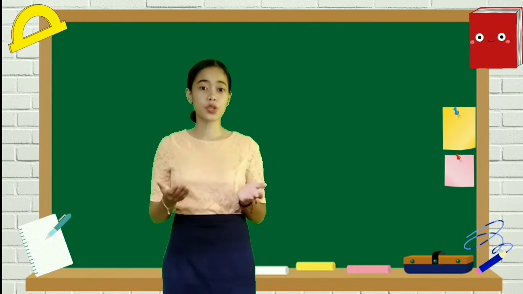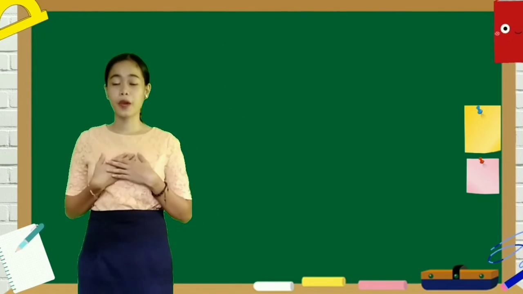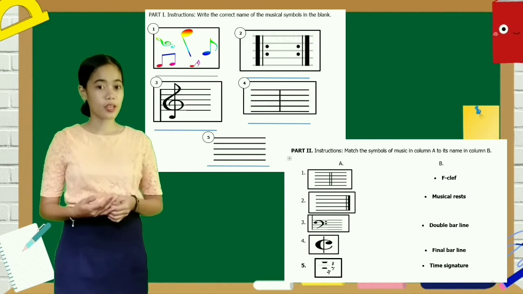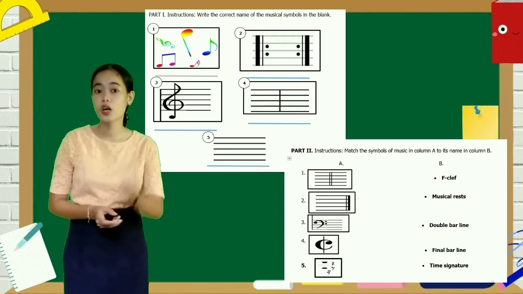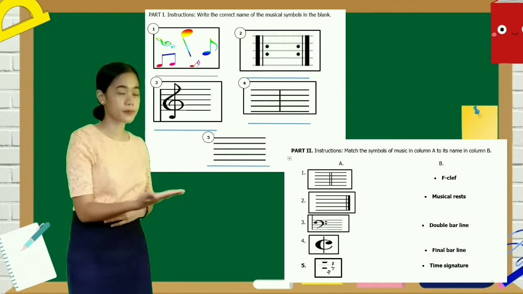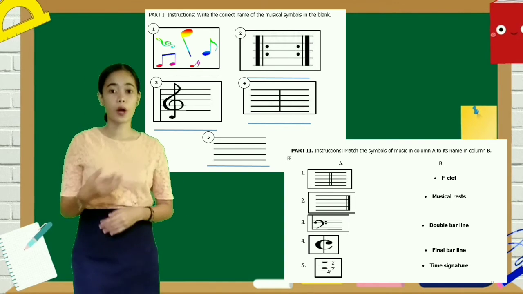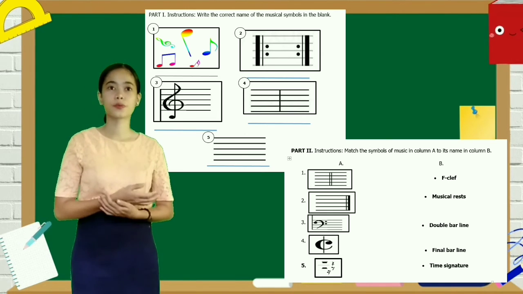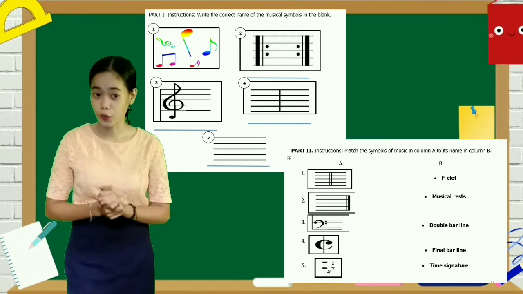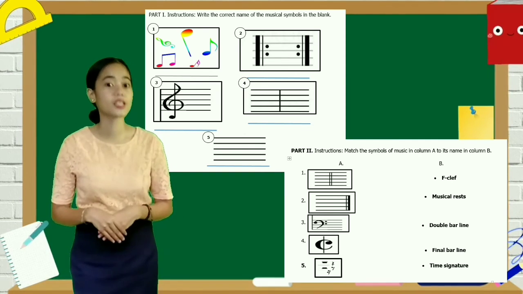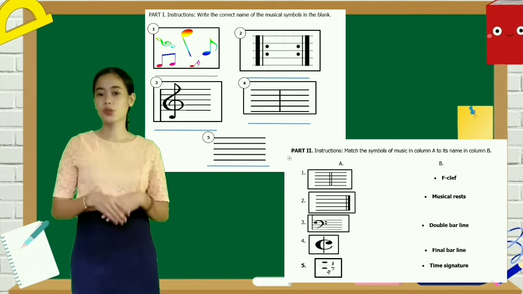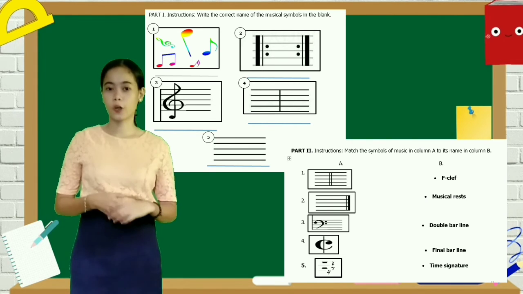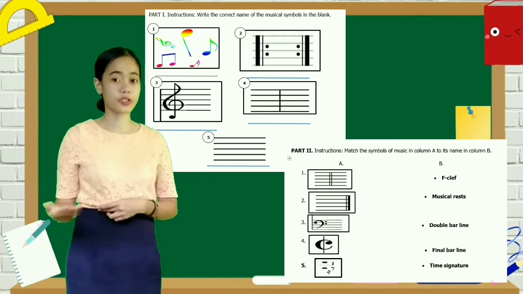For me to know whether you really understood our lesson for today, I prepared an answer sheet. All you need to do is prepare your pencils. This worksheet consists of 2 parts. Who can read part 1? For part 1, write the correct name of the musical symbols in the blank. Who can read part 2? For part 2, you need to match the symbols of music in column A to its name in column B. Thank you for that. I will give you 10 minutes to answer it, and after that, whether you're finished or not, I will collect all your papers. You may all start now.